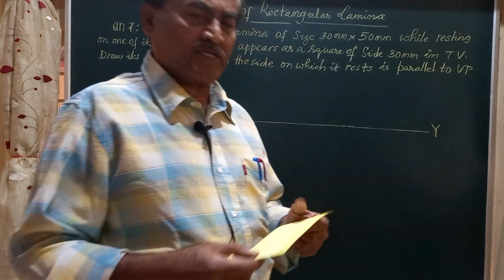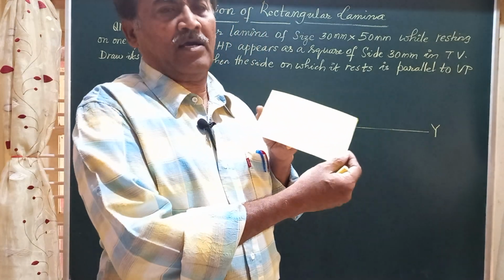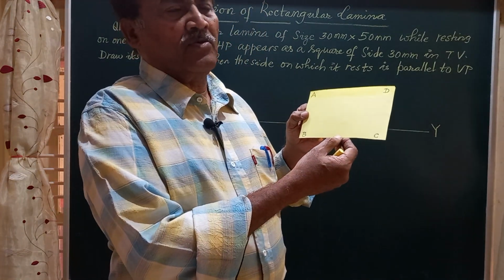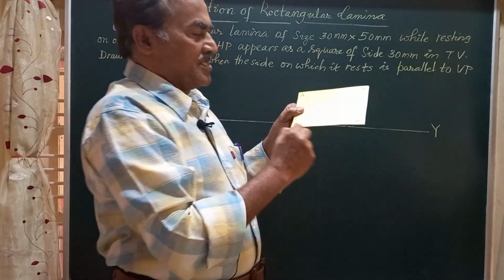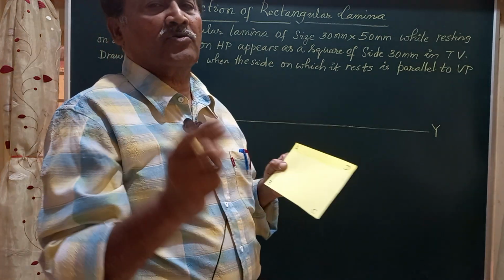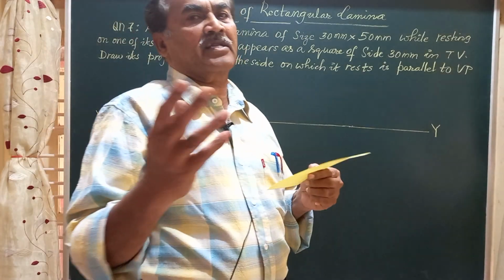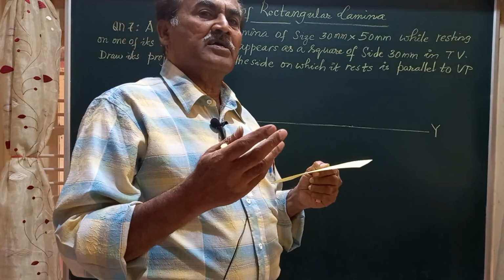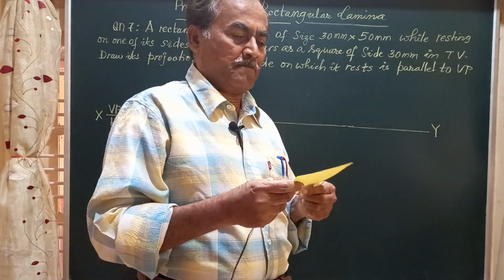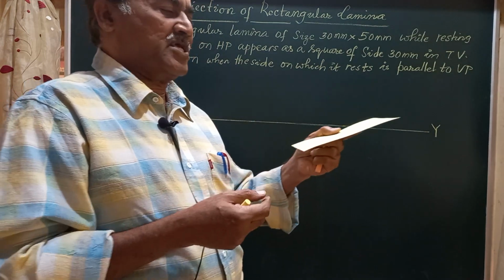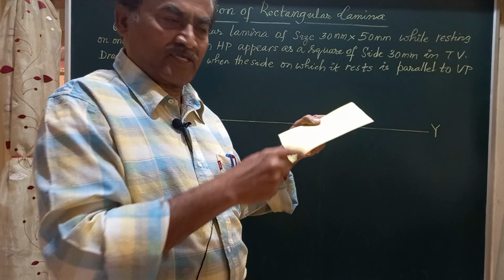And friends, in today's session, we are going to study the projection of a rectangular lamina ABCD, having dimensions AB equal to 30 mm and the longer edge BC or AD equal to 50 millimeter, while it is resting on one of its sides on HP, such that it is seen as a square in the top view. Friends, remember, whenever the lamina is placed on HP on one of the sides, it could be a shorter side or a longer side.